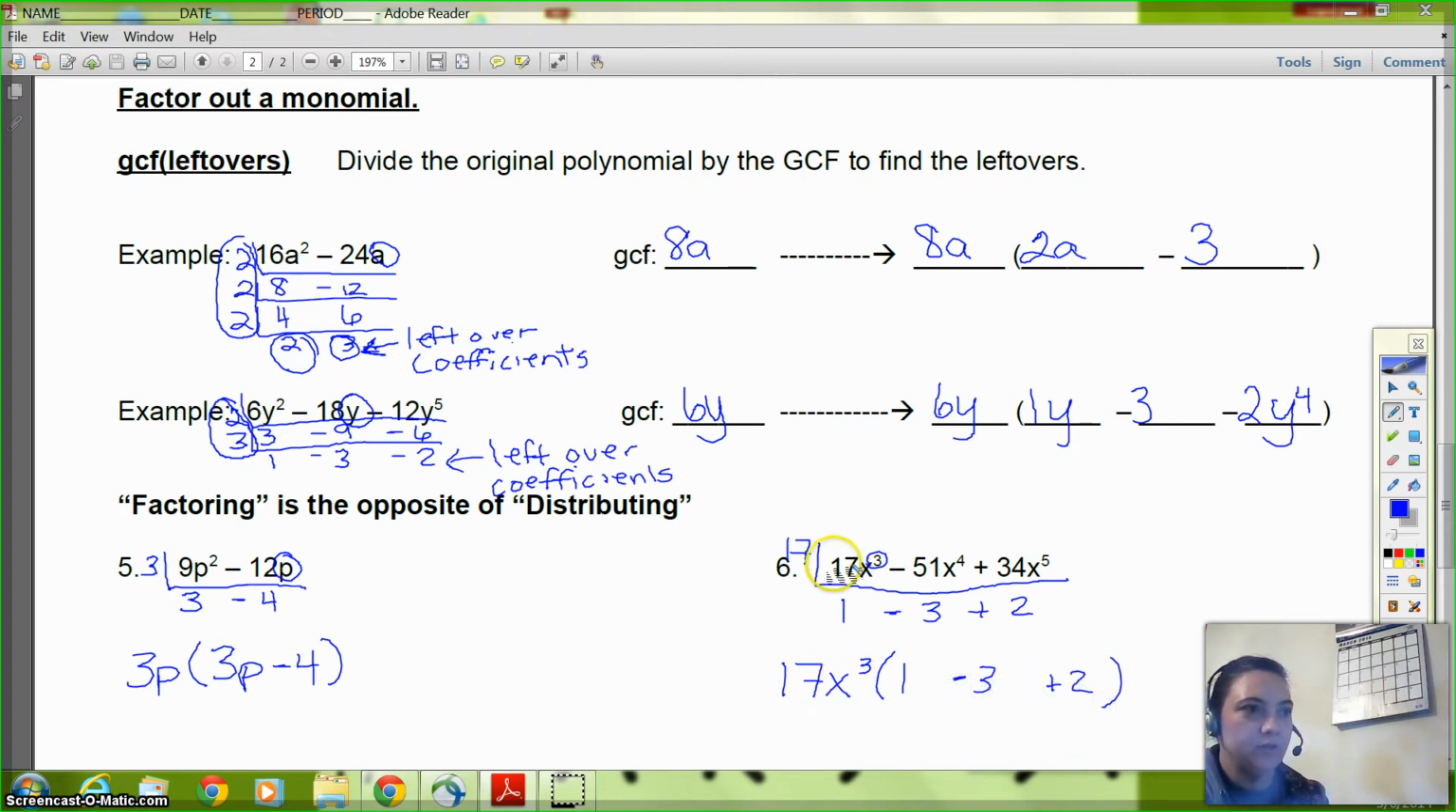And then I've got to do my variables. X to the third divided by x to the third is going to leave me the 1. X to the fourth divided by x to the third is going to leave me x. X to the fifth divided by x to the third is going to leave me x squared. And number 6 is factored.